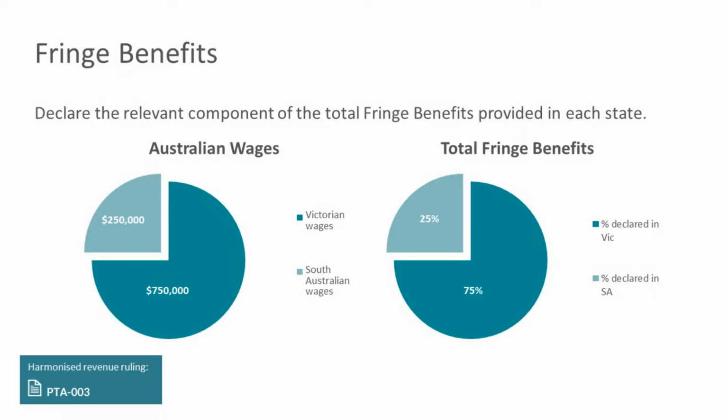In the example on screen, the employer employs in Victoria and South Australia. Victorian wages comprise 75% of the total Australian taxable wages. Using the apportioning method, 75% of fringe benefits would also be declared in Victoria and 25% would be declared in South Australia.